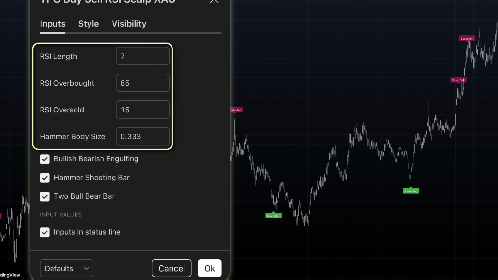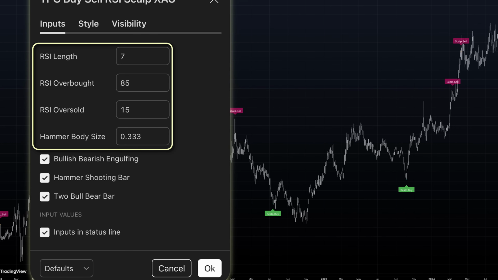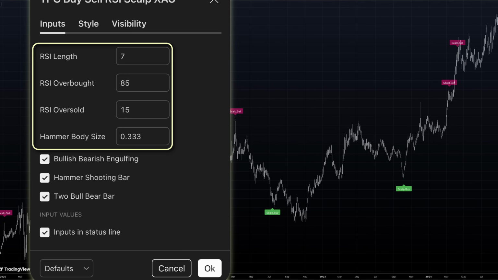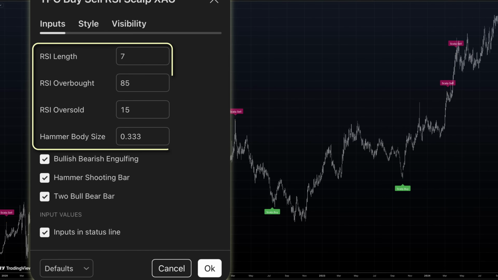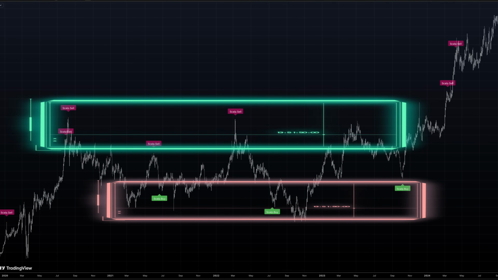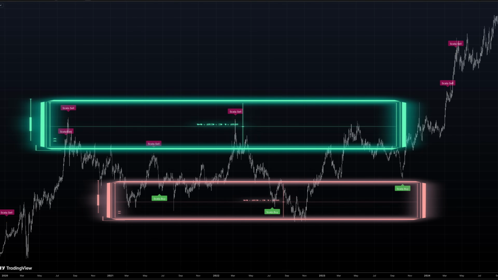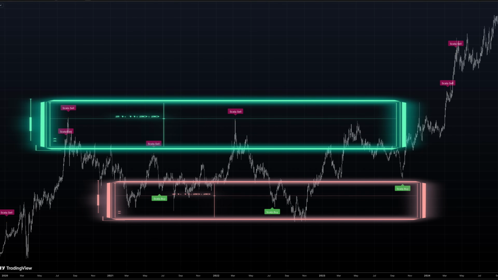The indicator applies a 7-period RSI with aggressive overbought, 85, and oversold, 15 thresholds tailored for short-term scalping. When RSI enters these extreme zones, it scans for confirming price action to validate signals.